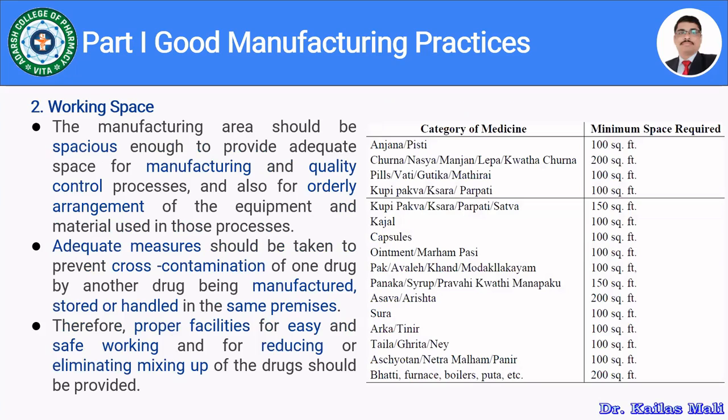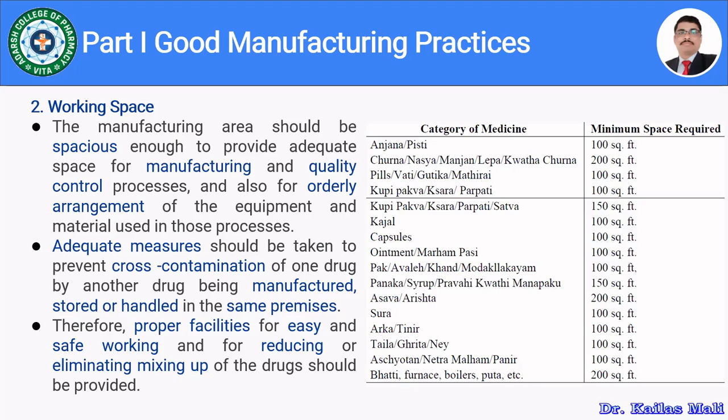Let us move towards the second point, that is the working space. The working space, that is the manufacturing area, should be spacious enough to provide adequate space for manufacturing and quality control processes, and also for orderly arrangement of the equipment and material used in those processes. So whatever the working area, manufacturing area is there in the building, it should be spacious in order to manufacture the ASU drug, right? This is for the manufacturing area.